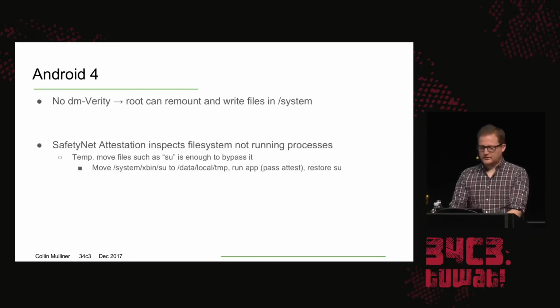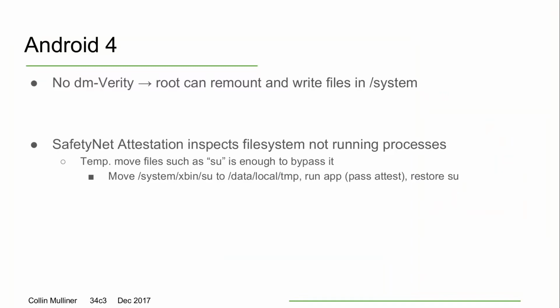And you have other things with Android 4, so you don't have dm-verity. That means you can just remount and write or change files on the system partition. So you can do fun things like change or rename or move system xbin su to some other directory, and then if you run your SafetyNet enabled application, you will not bypass, but you will just pass the attestation, because the system will say, yeah, fine, nothing was modified, and then after using that app, you can basically restore su by copying it back.